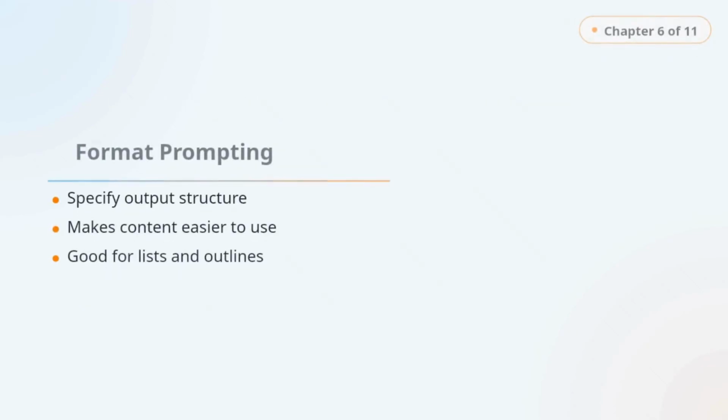Format prompting is about telling the AI exactly how to present the answer. Instead of getting one long paragraph, you can ask for a checklist, summary, outline, bullet list, or comparison. The information may already be correct, but format prompting makes it much easier to read and apply.